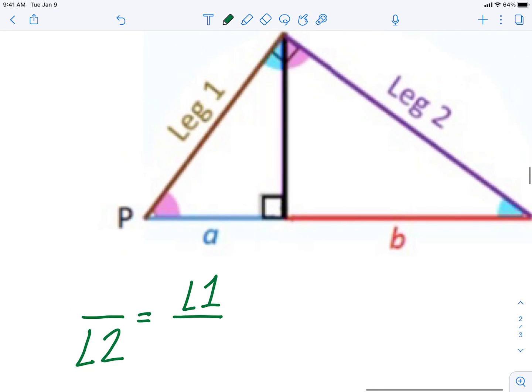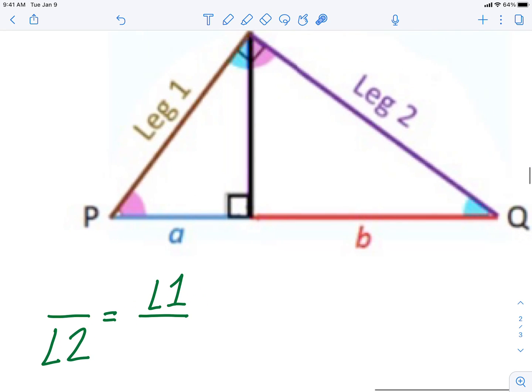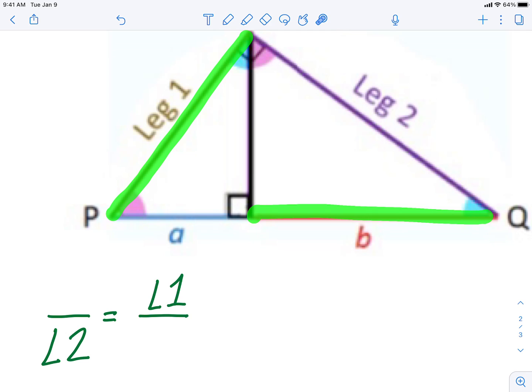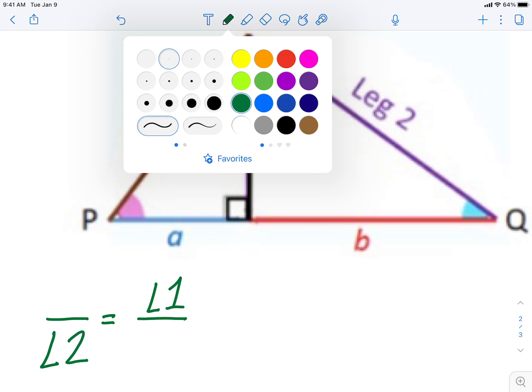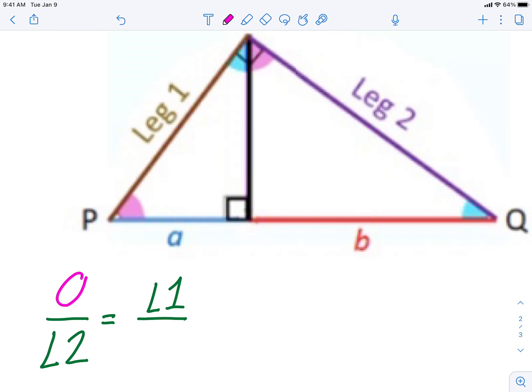Now, if you notice, which one of these two kiddos, A or B, is touching leg 1? This is leg 1 right here. Is A touching leg 1 or is B touching leg 1? Well, it's obvious. If this is leg 1, we know it's not B. B is all the way over here. So A is touching leg 1, so A is what goes here on the top left-hand side.